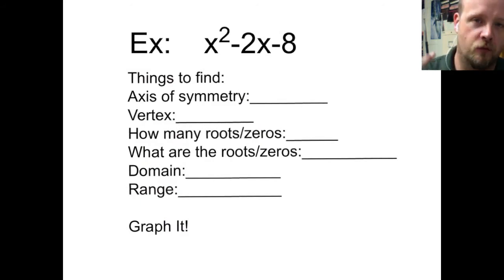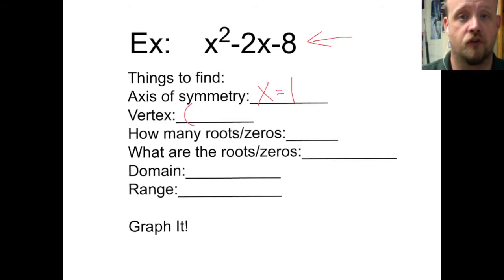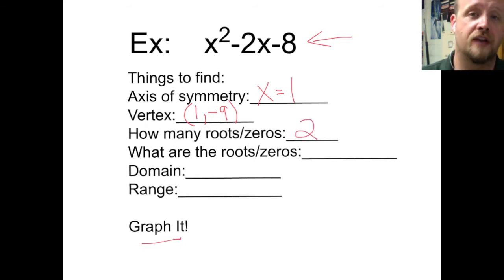So if we look at our original equation and everything we were trying to find, here's what we can do. We can find our axis of symmetry was x equals 1. That's the center of the graph. Our vertex, which is on the axis of symmetry, is at that point 1, -9. We determined from the graph that we made that there were 2 zeros, and those zeros were located at the points 4, 0, and -2, 0.